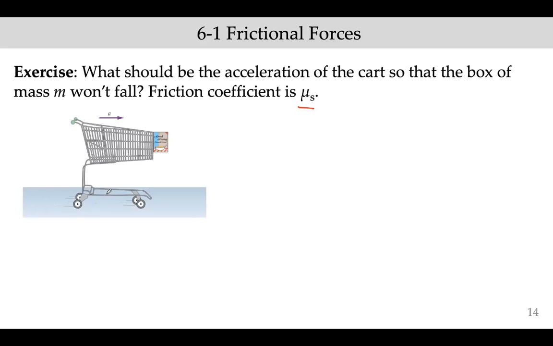Now let's say you are in the supermarket and you are just pushing the cereal box here. It's not tied here, it's not glued, you're just holding it here, and then you push the cart really fast with huge acceleration. The question is, is it possible that this box stays here, not falling down?